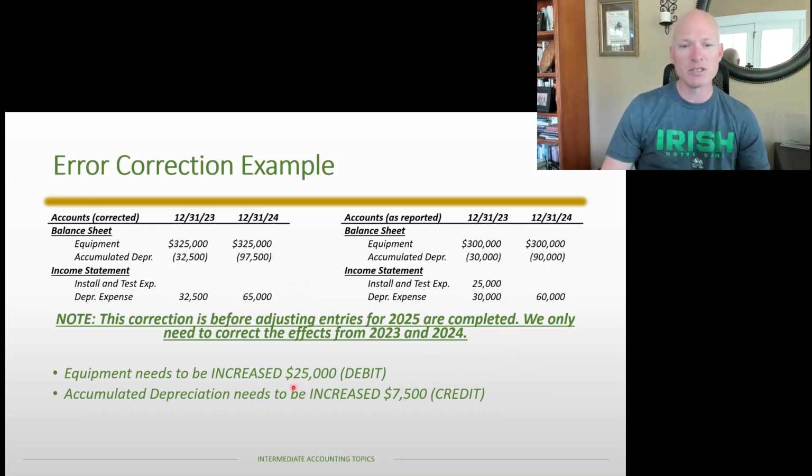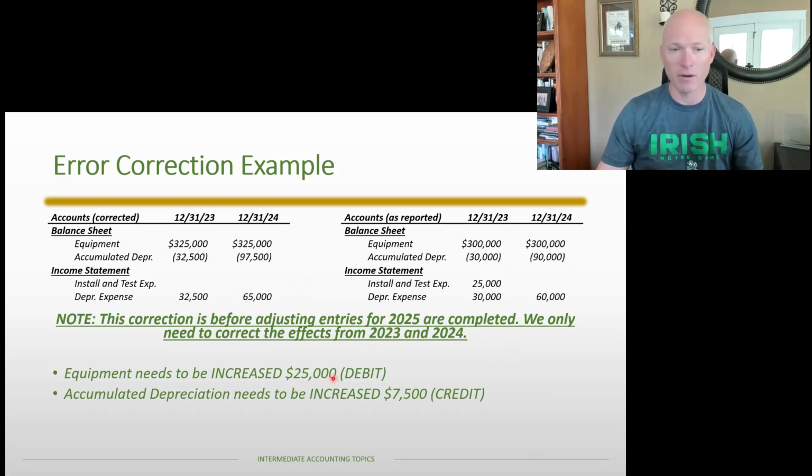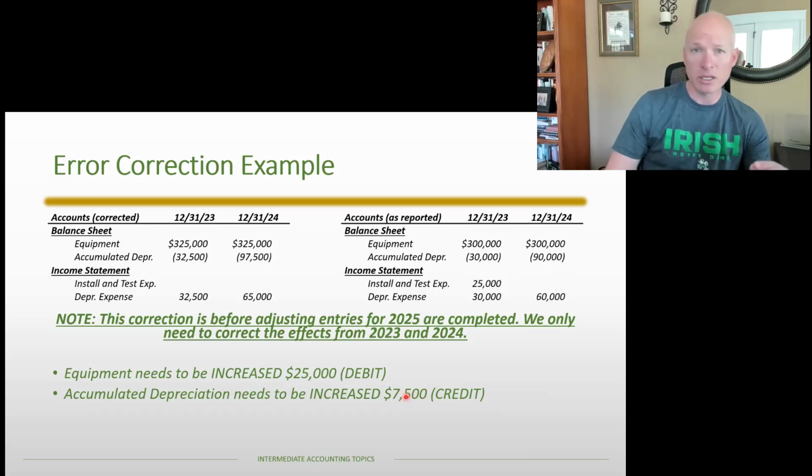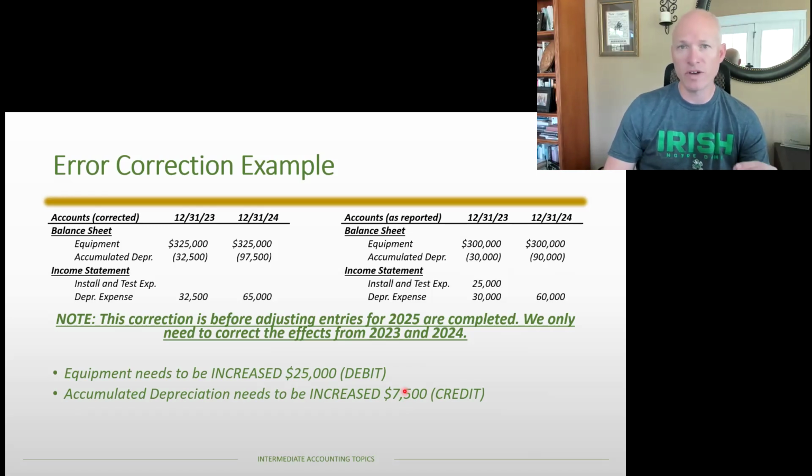Now, the piece of this that you might hopefully have already figured out is that we have a debit of 25,000 and we have a credit of 7,500. And of course, the issue here is that those are not equal and they need to be. And so, obviously you can pause this, but we've got to think about, okay, what's the other part of this transaction? Again, I want to be clear, we haven't done any adjusting entries related to this in 2025, which means the only accounts that can be affected are permanent accounts.